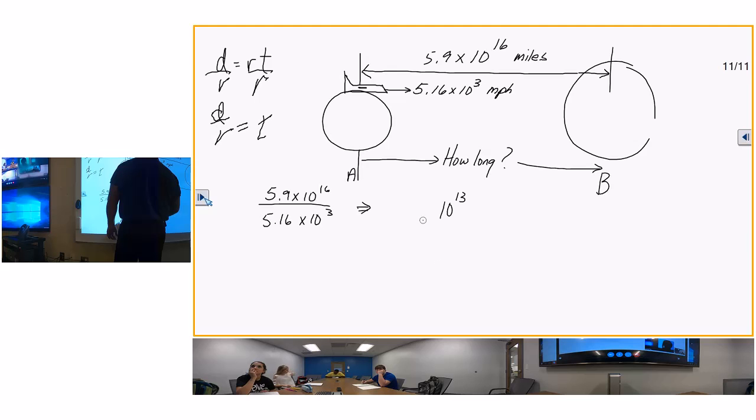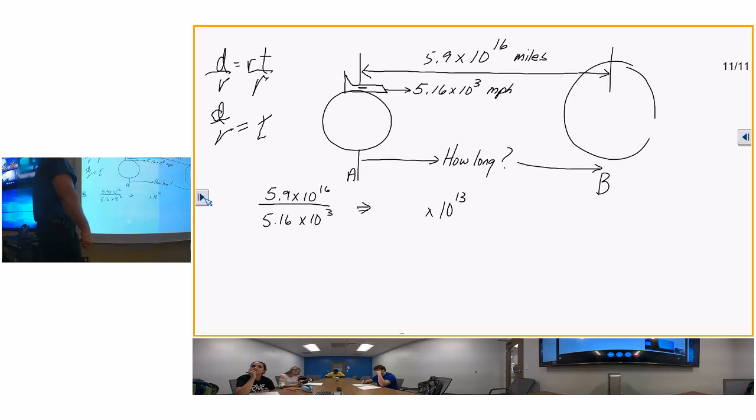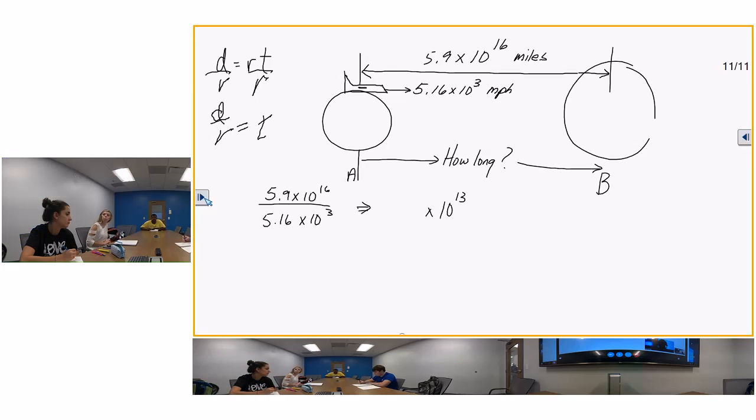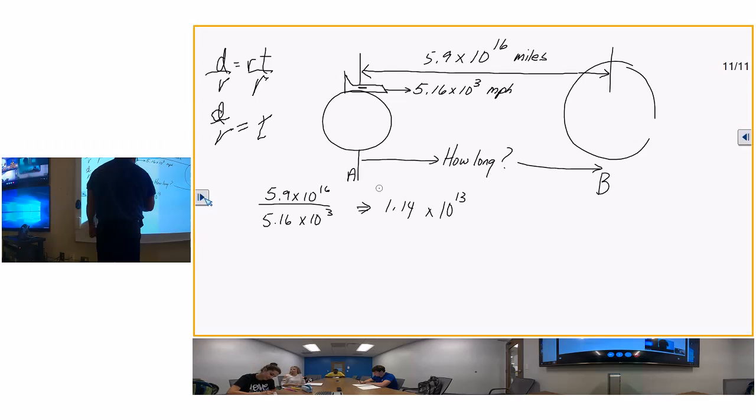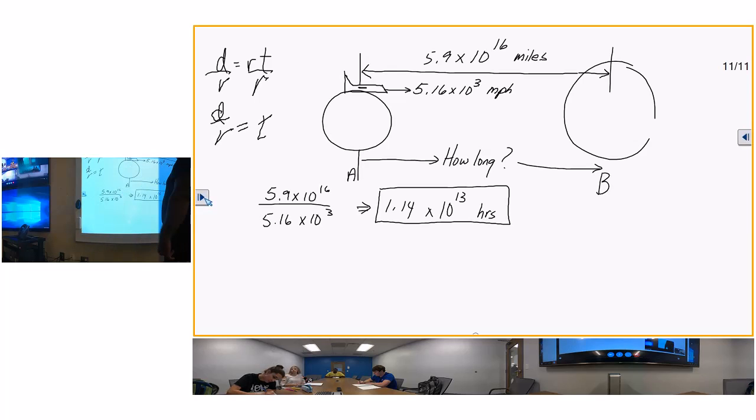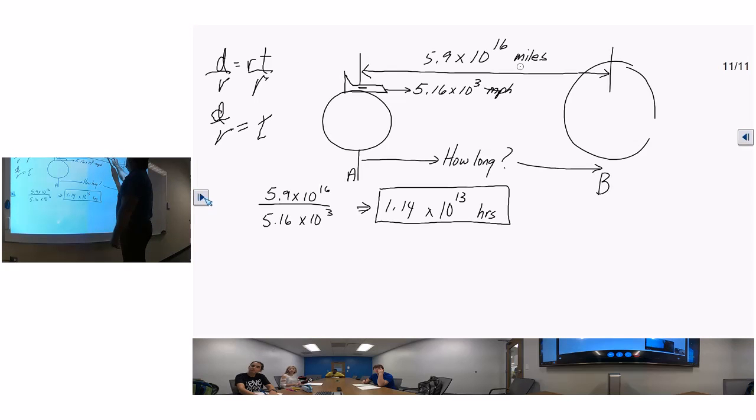And somebody divide 5.9 divided by 5.16. What do you get? 1.14. 1.14 times 10 to the 13th, what? Hours, because what happens to the miles when you put them over each other? They cross out. And that leaves hours.